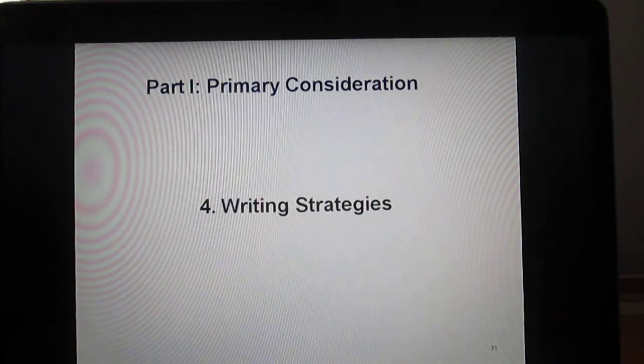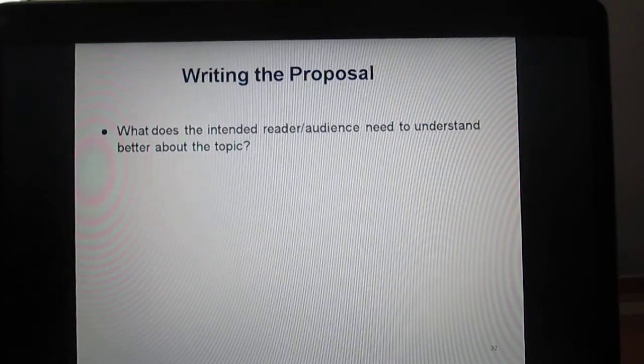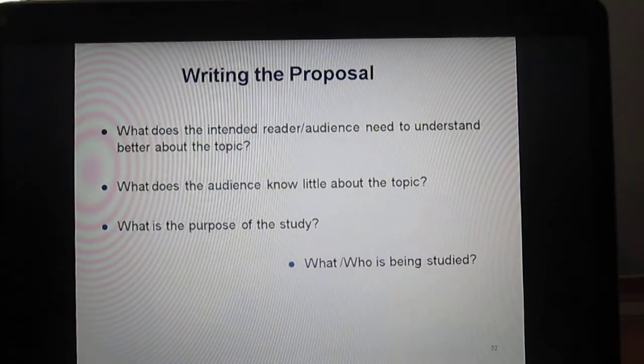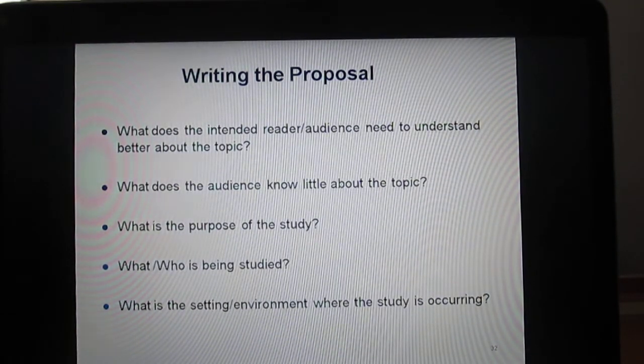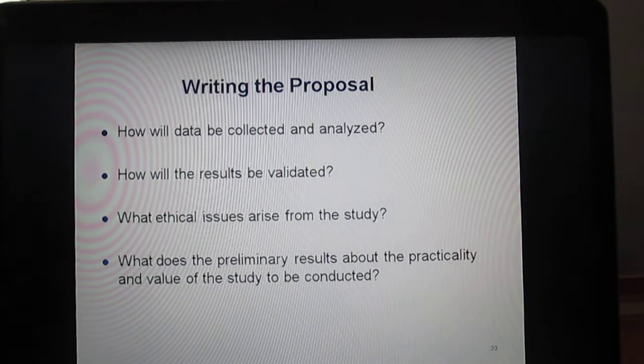Section number 4 is the writing strategies. There are a number of strategies that we want to have a look at when we are writing the proposal. For example, what does the intended reader need to understand? And what does the audience know already about the topic? What is the purpose of the study, which is the goal? What is being studied? What is the setting environment where the study is occurring? What method is to be used? Writing the proposal again, this is how will data be collected, how will the results be validated. Ethical issues also need to be looked at in this regard.